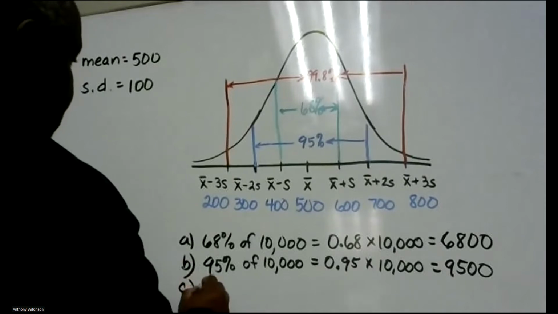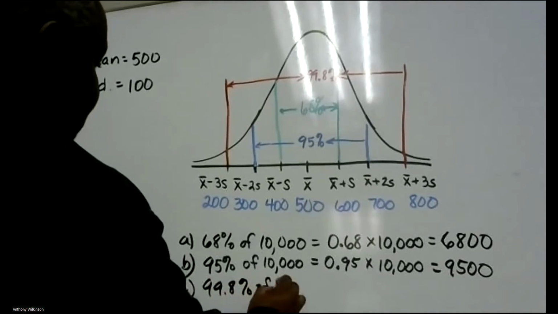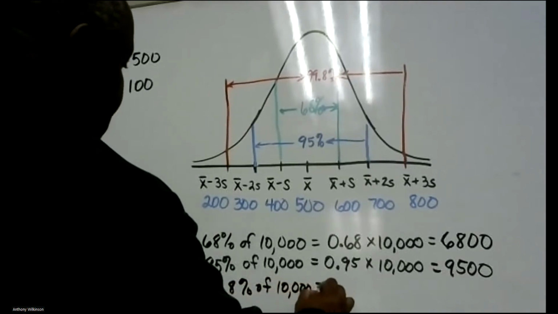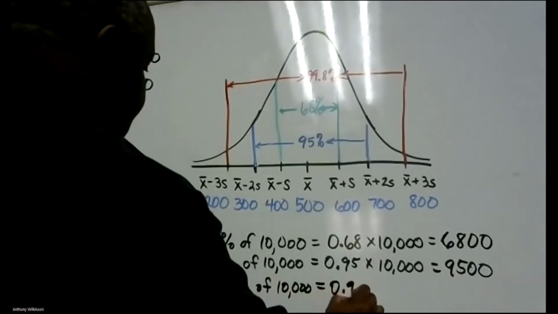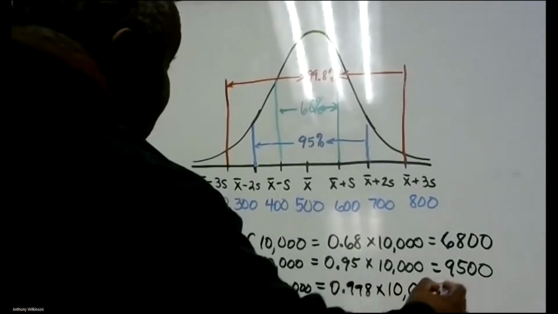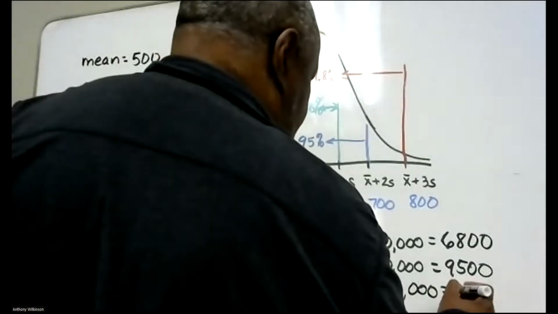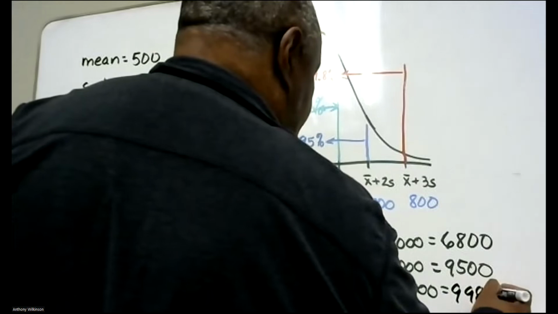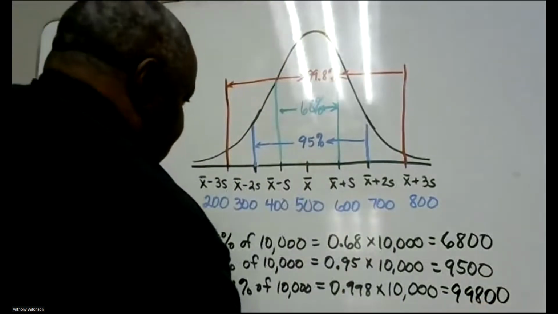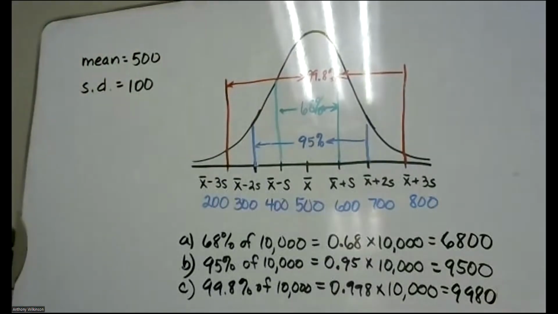So that means, let's see if I can get this down here. 99.8% of 10,000. So that's going to be 0.998 times 10,000, which is how much? Sorry, 9,980. You're right. That's over 10,000. So 9,980 scored between 200 and 800.